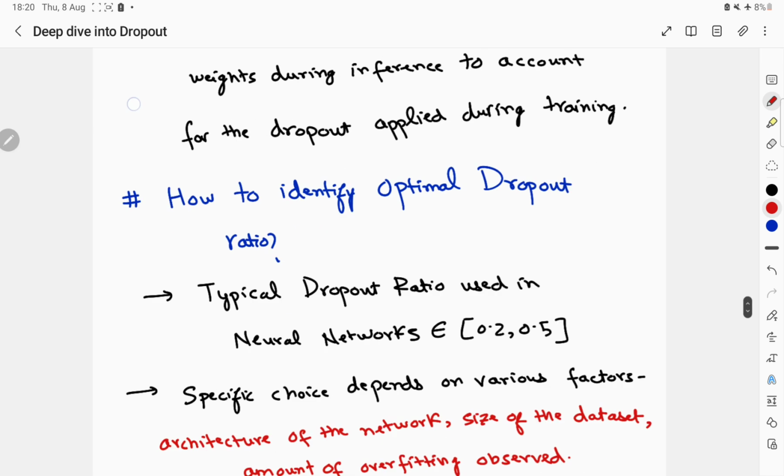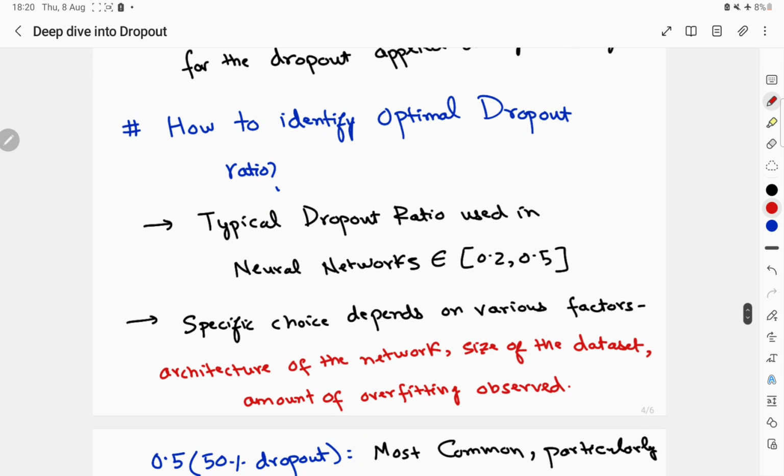The next question that you might ask is how to identify the optimal dropout ratio. Think of dropout as another hyperparameter in your neural network, and that's where you can use the regular things like cross validation and other techniques that you use for optimizing your hyperparameters. But there are certain guidelines that I would like to share. The typical dropout ratio used in neural networks is between 0.2 and 0.5. And like I said, there is no fixed rule.